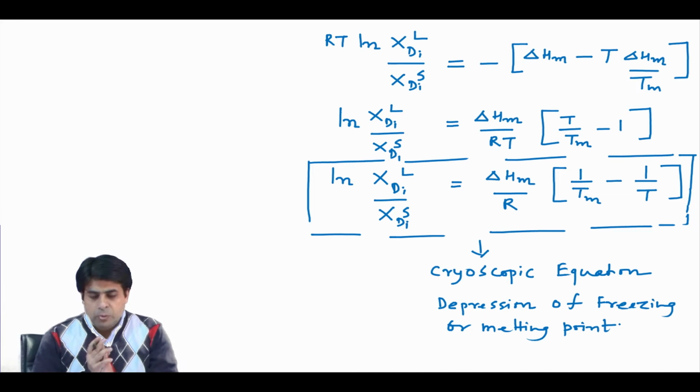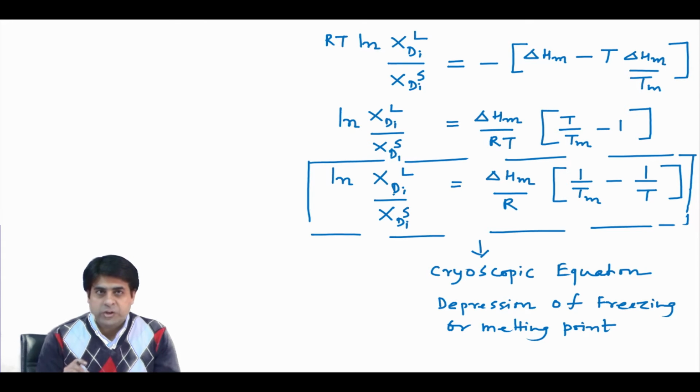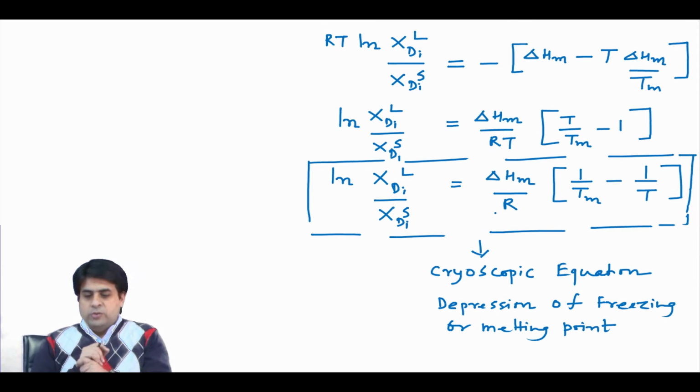So, suppose we have this equation, and in this equation there are different parts. So, you should try to understand that this x DIL is a mole fraction of diopside in liquid. Okay. This x DIS is mole fraction of diopside in solid. Okay. And delta H m is a change in enthalpy at melting point. Okay. R is your gas constant, T m is a temperature of melting, and T is another temperature which is a equilibrium temperature of your impure phase. Okay. We will try to understand this.